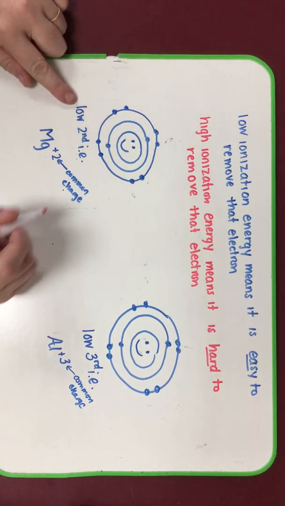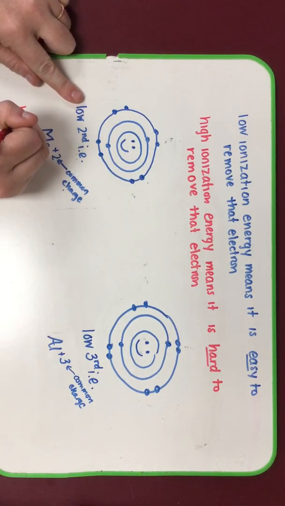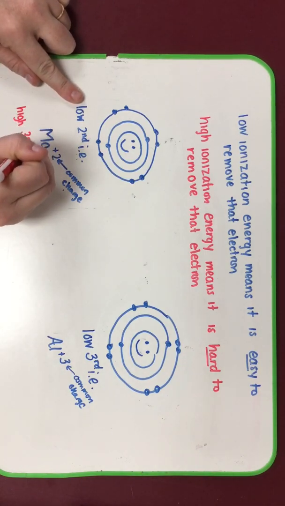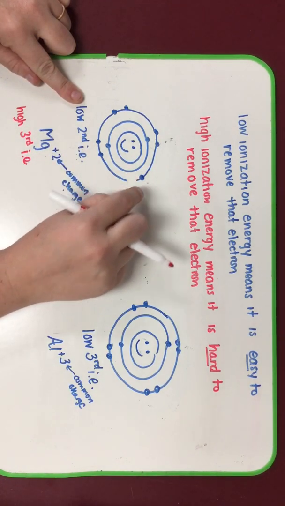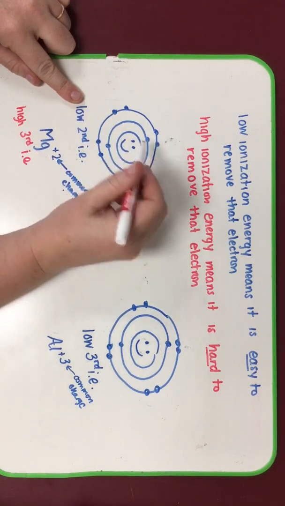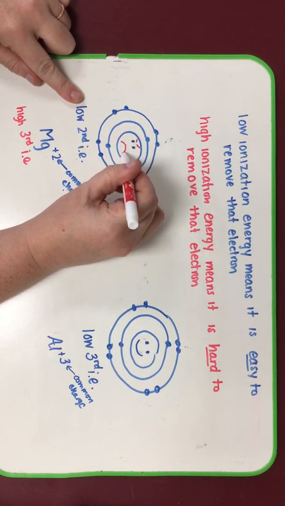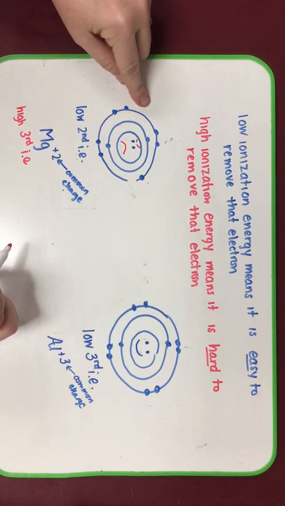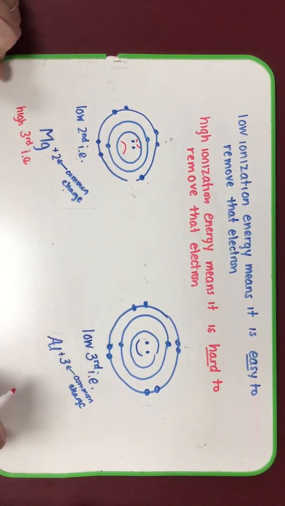So if an element like magnesium has a low second ionization energy, it's going to have an incredibly high third ionization energy. Taking another electron away from something that's already stable is going to make it incredibly upset. And if you're doing that, you're going to have to give it a lot of energy for it to be willing to lose that third.